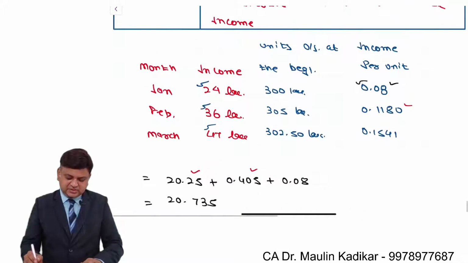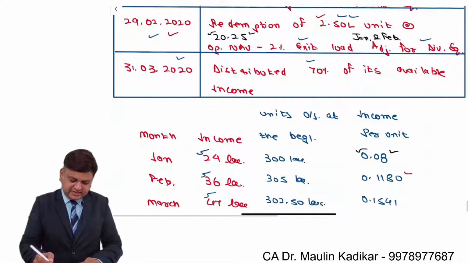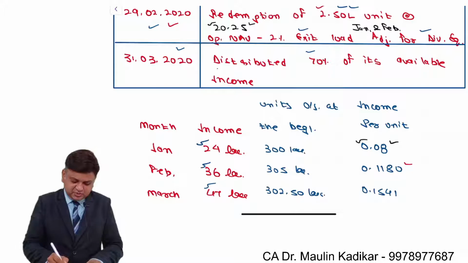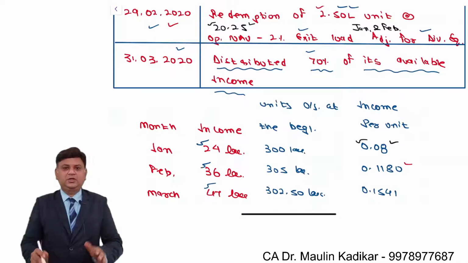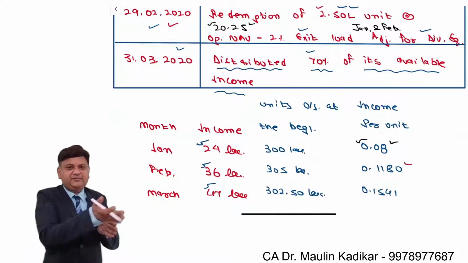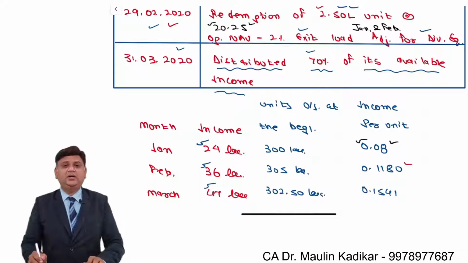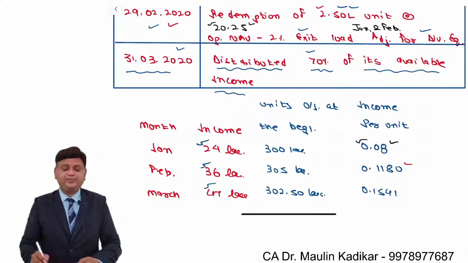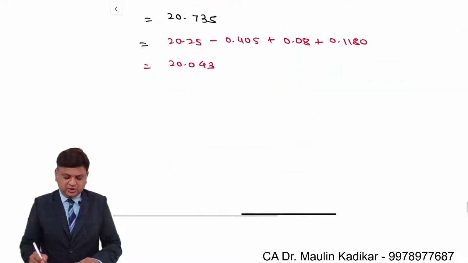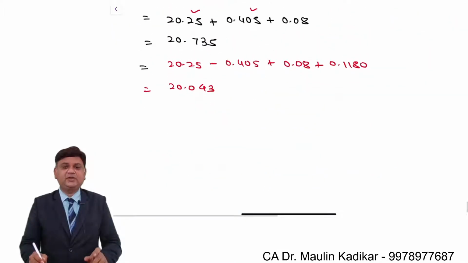Now friends, the question is providing the information that the mutual fund is distributing 70% of its available income. So whatever is the available income, 70% of that is passed on to the unit holders at the end of the 31st of March. So let us understand what is the amount of the dividend income paid to the unit holders.